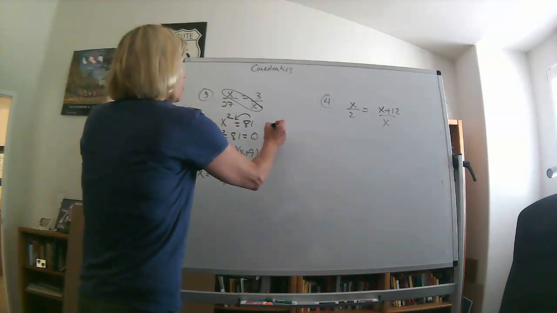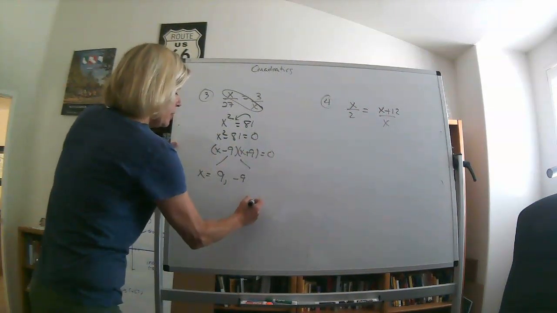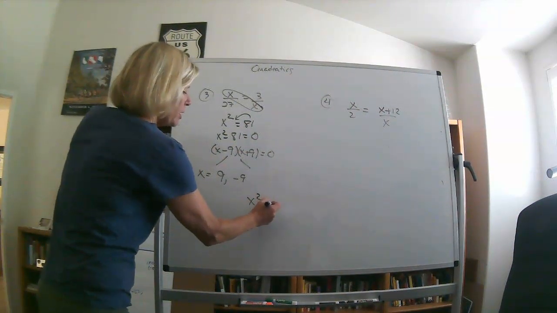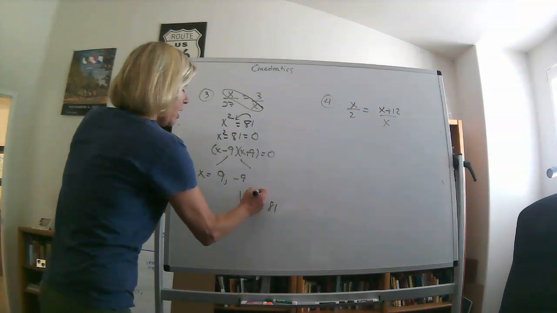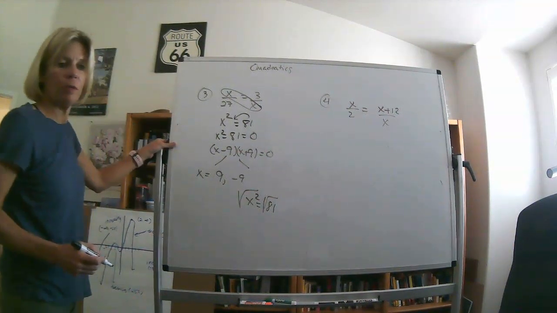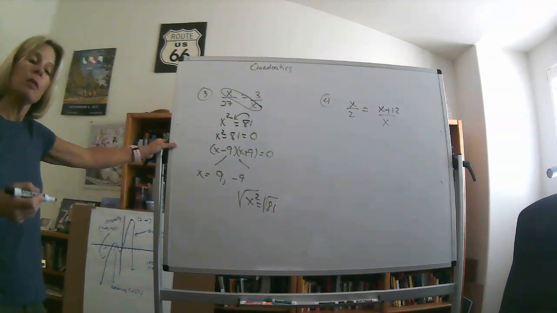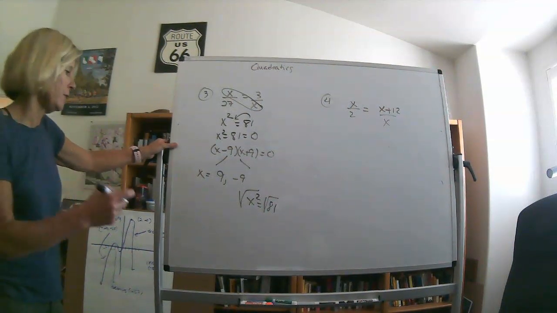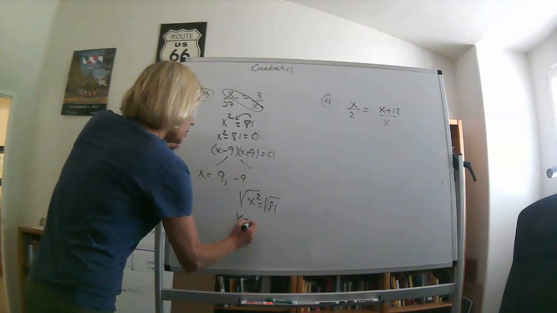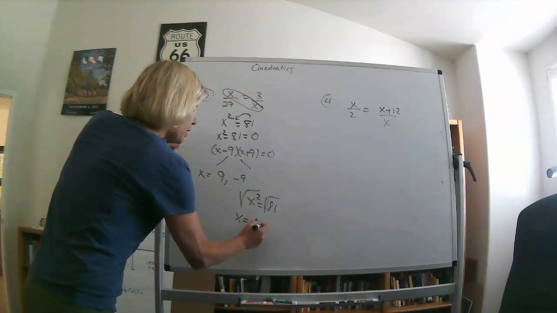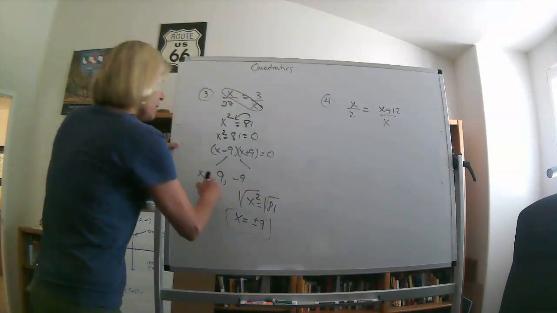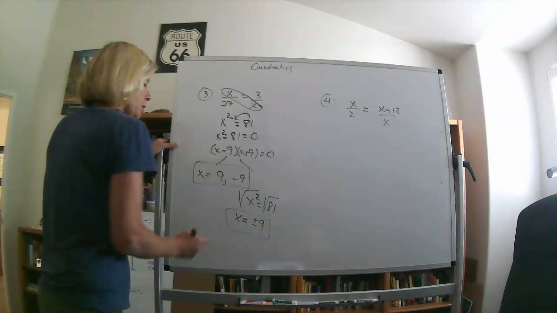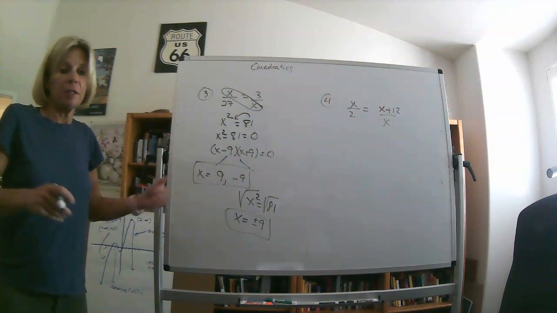The other way we can do this, because I have an x squared by itself, I can take the square root of each side. The only thing I would caution you about is not to forget about the positive and negative. So I get x equals positive and negative 9. The same answers I got up here, just in a different method.